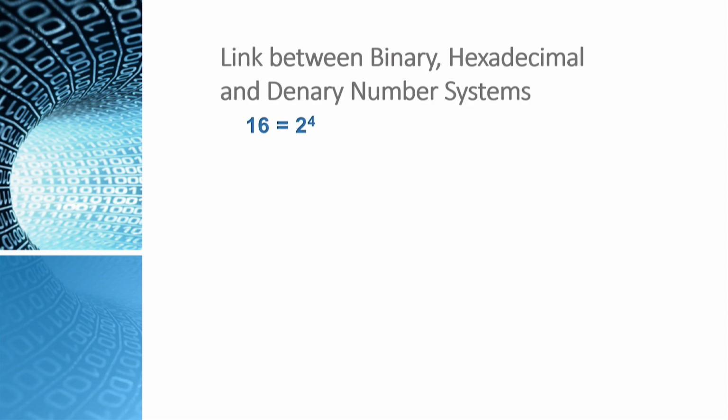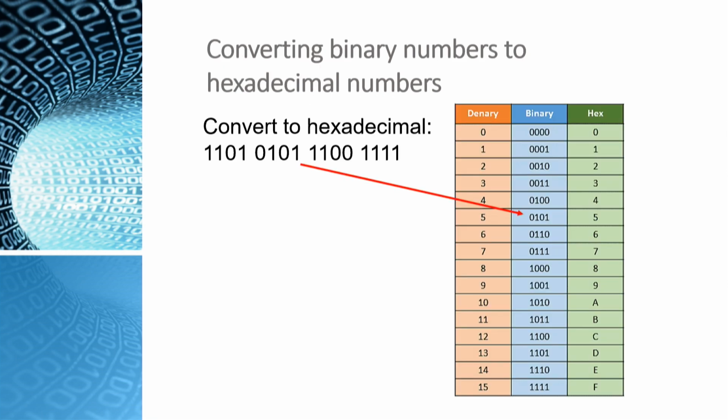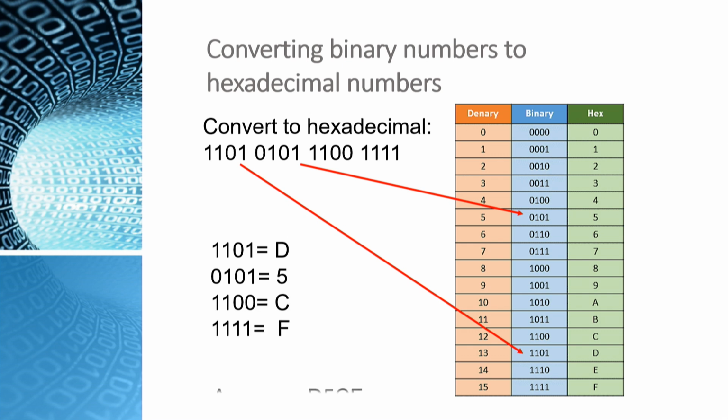Since 16 is equal to 2 to the power of 4, this means that 4 binary digits are equivalent to each hexadecimal digit. The table given summarizes the link between binary, hexadecimal, and denary. Using the table given, the binary number can be converted into an equivalent hexadecimal number of D5CF, which is much easier to read and understand than a long row of ones and zeros that we had before.